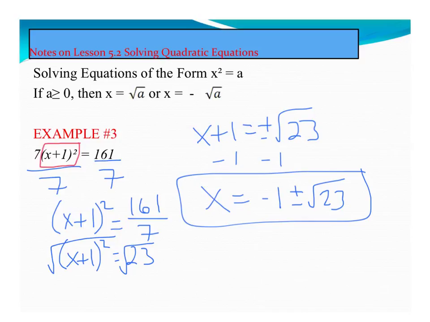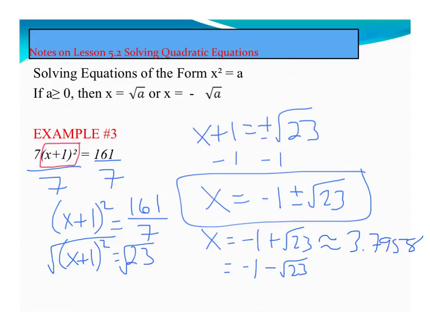Let's get our decimal approximation one more time here. So to do this one, remember, we have to plug in two separate things into our calculator. We have to do negative 1 plus the square root of 23, and we have to do negative 1 minus the square root of 23. So why don't you try that right now in your calculator. So for this one, we end up with approximately 3.79583. So let's round that now.